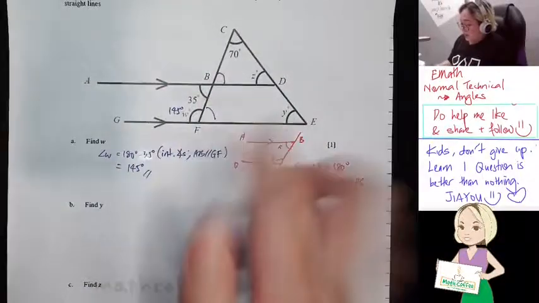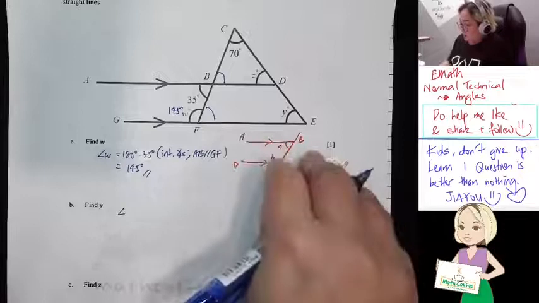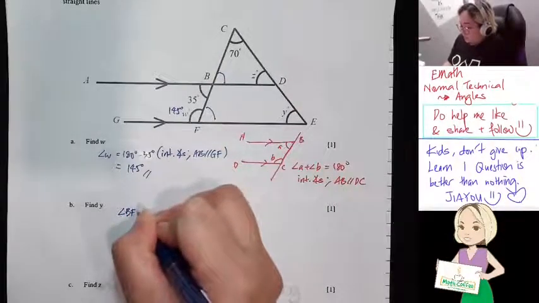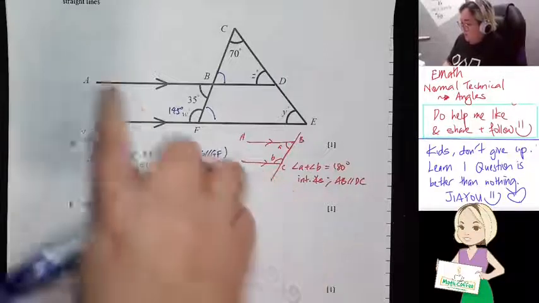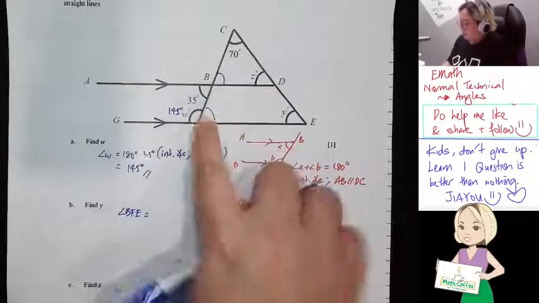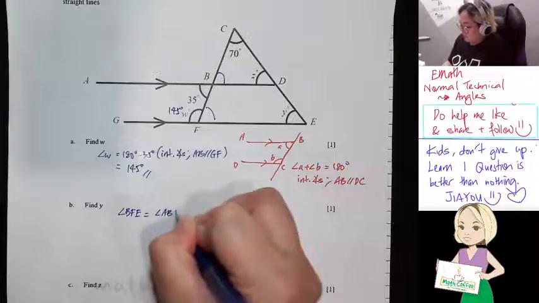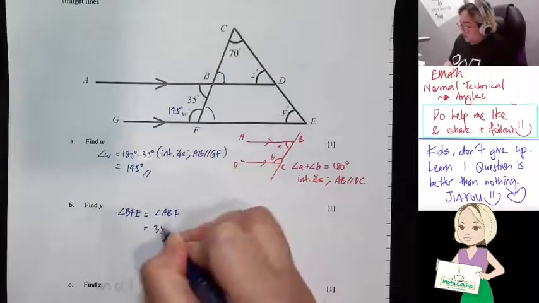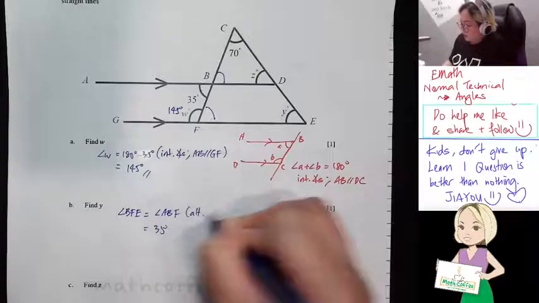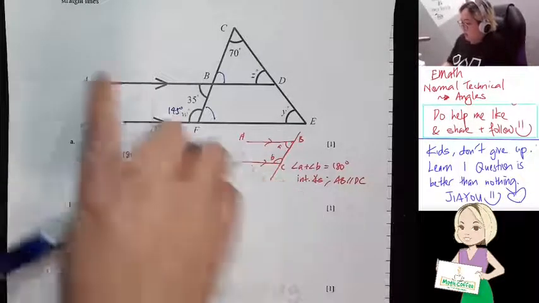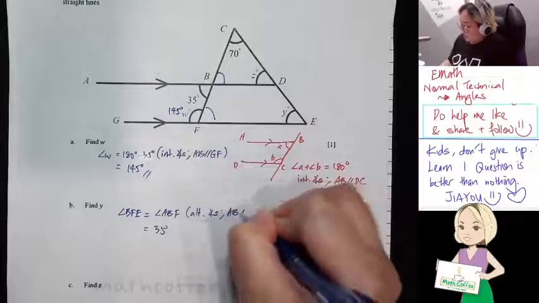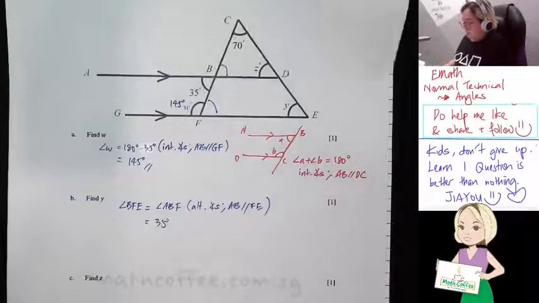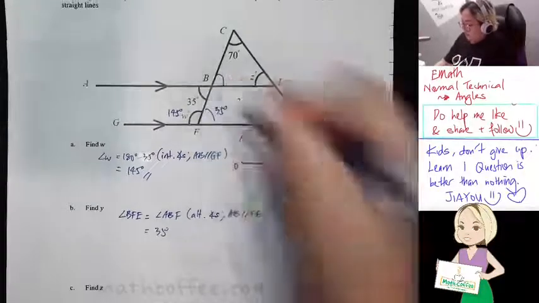Okay, so let's say I'm going to use this. I use Z. So you will say angle BFE is equal to ABF, which is equal to 35 degrees, and this one is alternate angles. You can say this is AB parallel with FE. So this is 35 degrees.